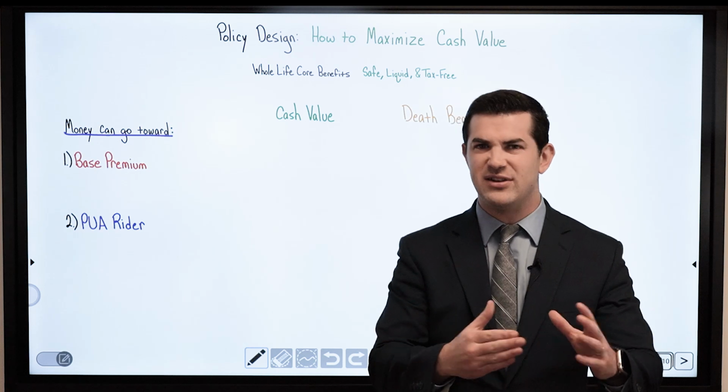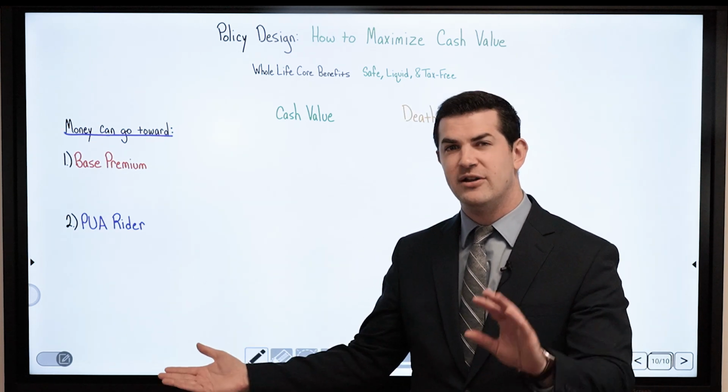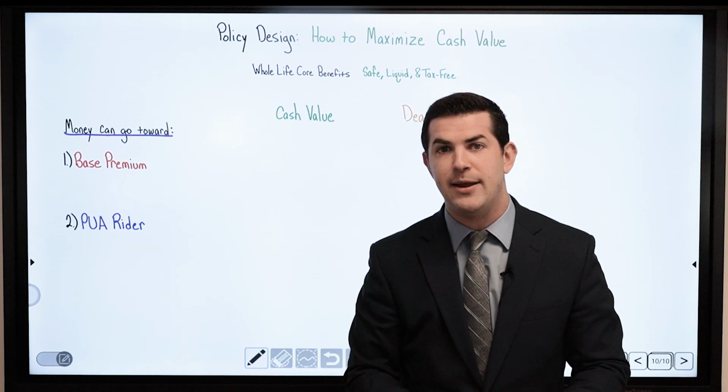And then second, we have what is called a PUA, which stands for Paid Up Additions Rider. This is a means of accelerating the cash value immediately, and I do see a death benefit, a small death benefit, come from those payments as well.